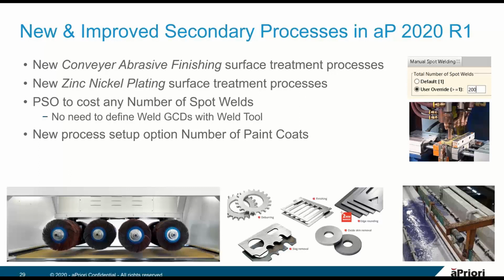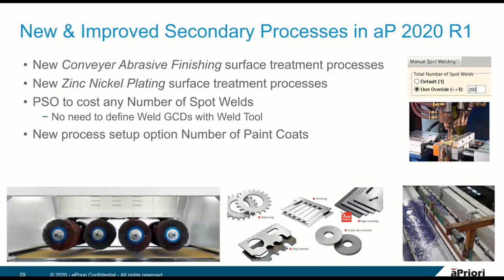And this release also provides a fast and easy way for users to estimate the cost of a large number of spot welds without having to actually define those GCDs in the aPriori weld tool or in Creo Weld if you're using that tool. So a new process setup option just lets you enter the number of spot welds for which you want to estimate the cost. This process setup option is available for both our robotic spot welding and our manual spot welding processes.